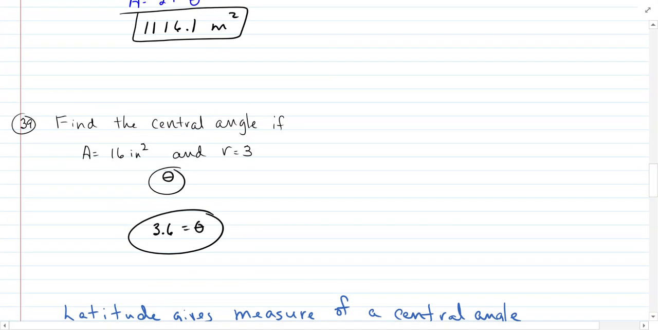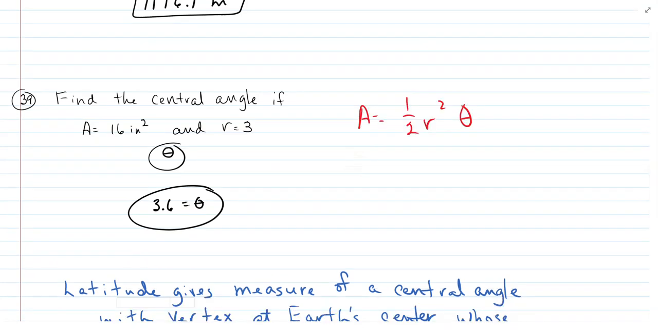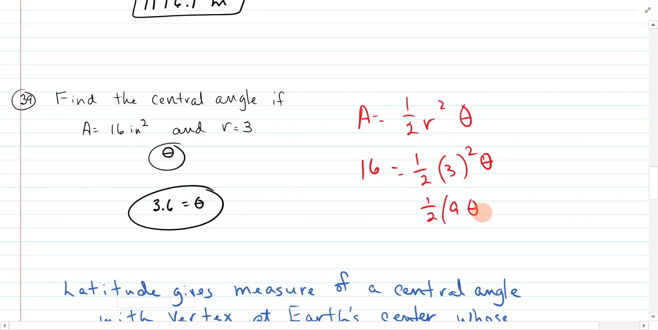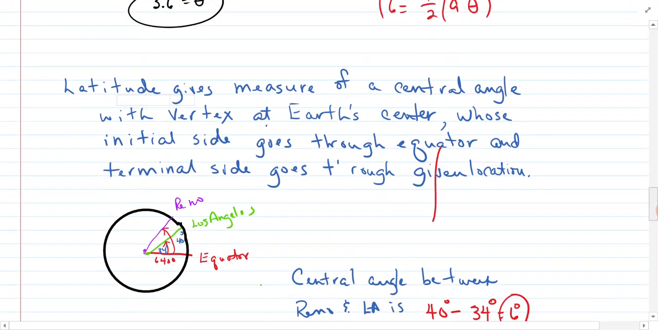Find the central angle if A is 16 inches squared and r is 3. In this one, here's our formula. We are given the area. So we've got 16 equals 1/2 times 3 squared theta. That's 1/2 times 9 theta equals 16. That's 4.5. And we're going to divide 16 by 4.5 to get theta, and we would get 3.6.